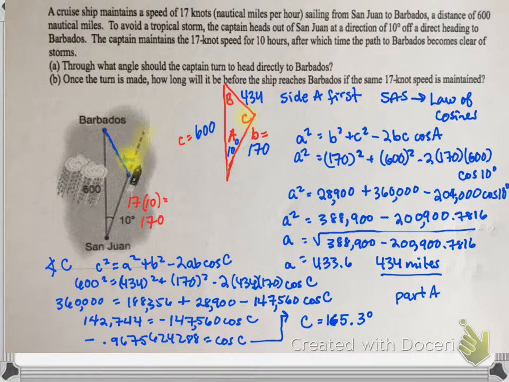I know that this creates a straight angle. So straight angles are 180 degrees. So if I take 180 degrees minus angle C, which I just found, I should get the angle that the boat needs to rotate. So 180 minus 165.3 will give me 14.7. So that is the answer for part A. 14.7 is the angle by which the boat needs to rotate.